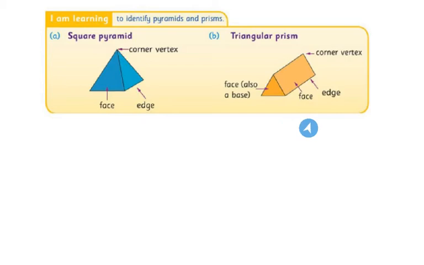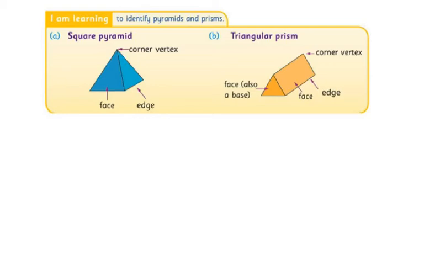So what is a prism? Well, a prism is a 3D object. It has 2 identical ends. So that means it has 2 ends that are the same. And its other faces are rectangles. A prism gets its name from the shape of its ends.